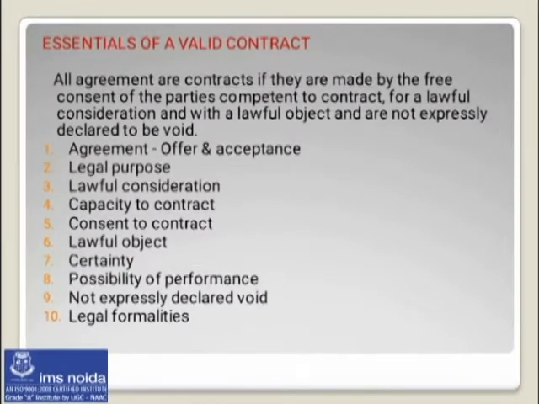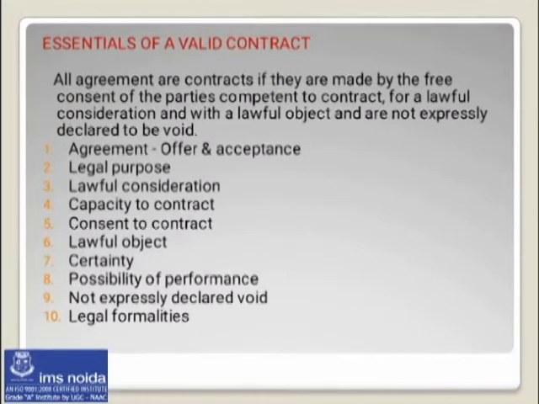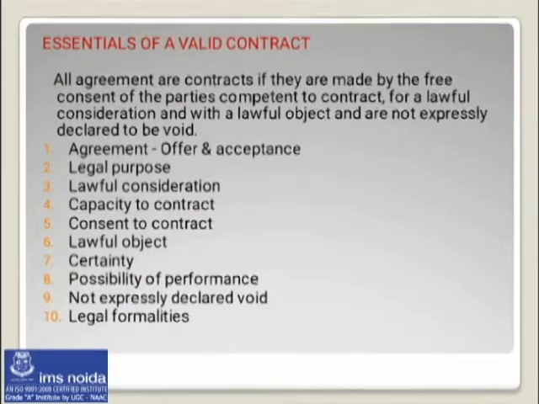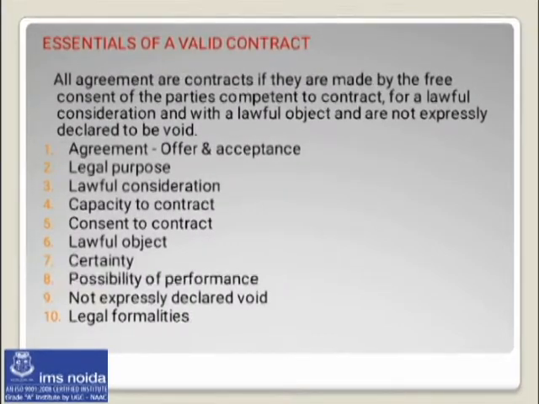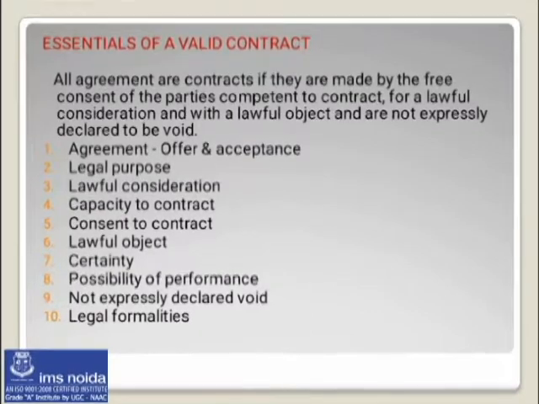There are some legal requirements, or we can say some essential conditions, to make a valid contract. First is the agreement, meaning offer and acceptance. Second is the legal purpose. Third, lawful consideration. Fourth is the capacity to contract. Fifth, consent to contract. Sixth is lawful object. Next is certainty. After that, possibility of performance. Ninth is not expressly declared void, and tenth is the legal formalities. These are the essential requirements which I will discuss with you in our next slides.